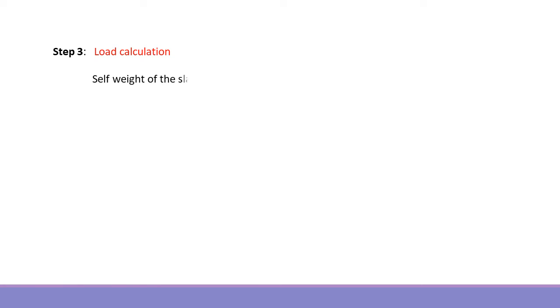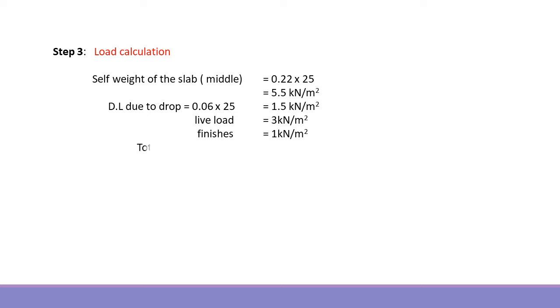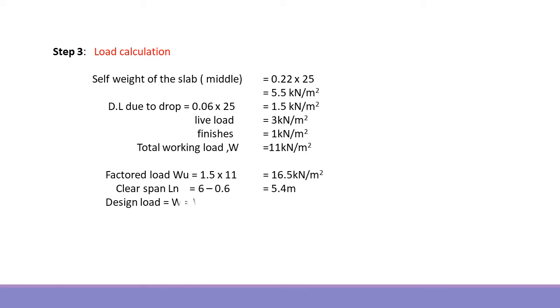So step number 3, load calculation. First one, the self weight of the slab in the middle strip. So self weight of slab is equal to 0.22 into 25. 25 is the unit weight of concrete, and 0.22 is the depth of the slab.